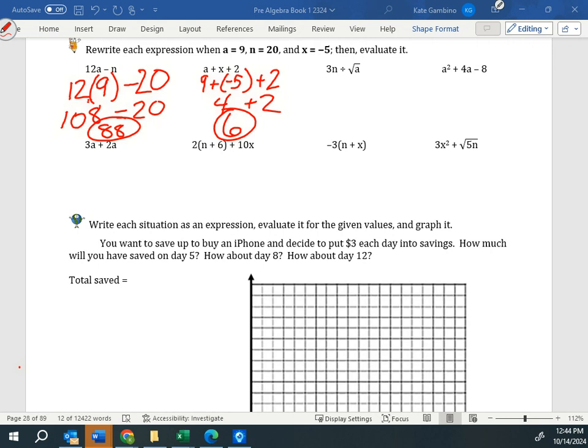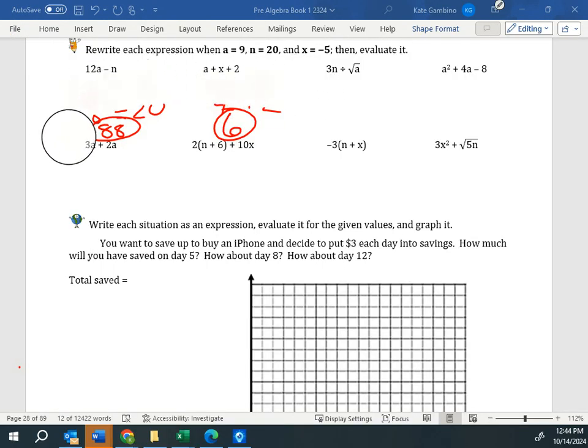Now we're going to get to the tricky part. Okay? We can fill in numbers for our letters and do the order of operations that we've already done. Right? Let's add on to this with the graphing.